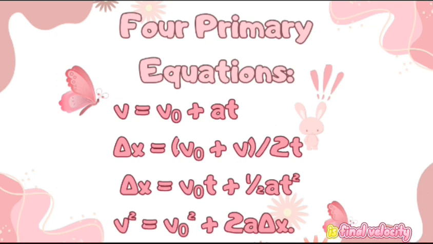The first equation is final velocity is equal to initial velocity plus acceleration times time. The second equation is change in position is equal to initial velocity plus final velocity over 2 times time. The third equation is change in position is equal to initial velocity times time plus 1/2 times acceleration times time squared. The last but not the least equation is final velocity squared is equal to initial velocity squared plus 2 times acceleration times change in position.